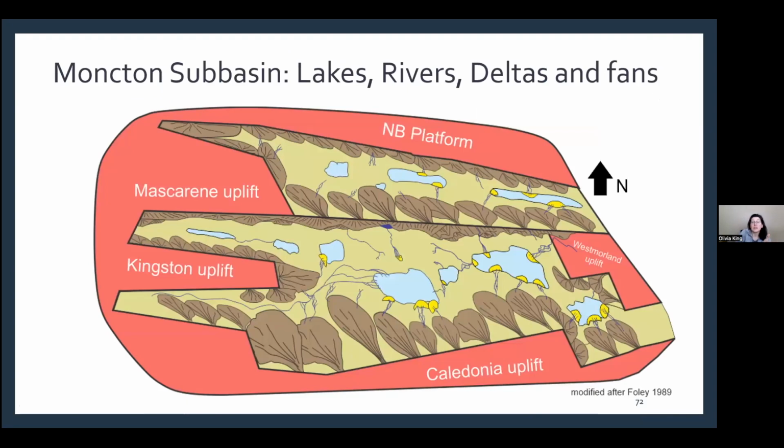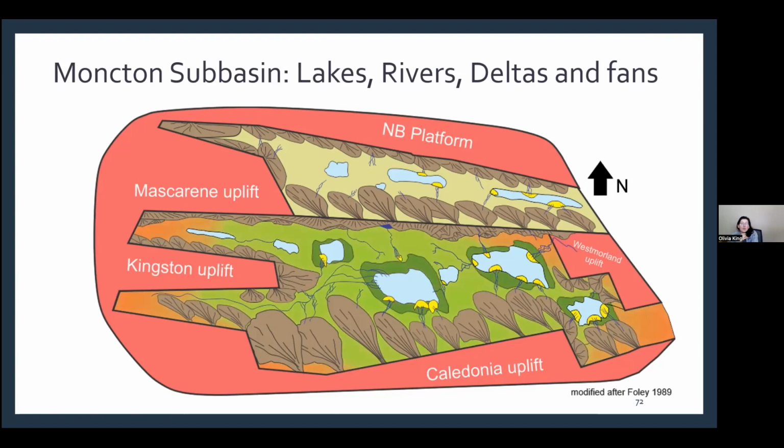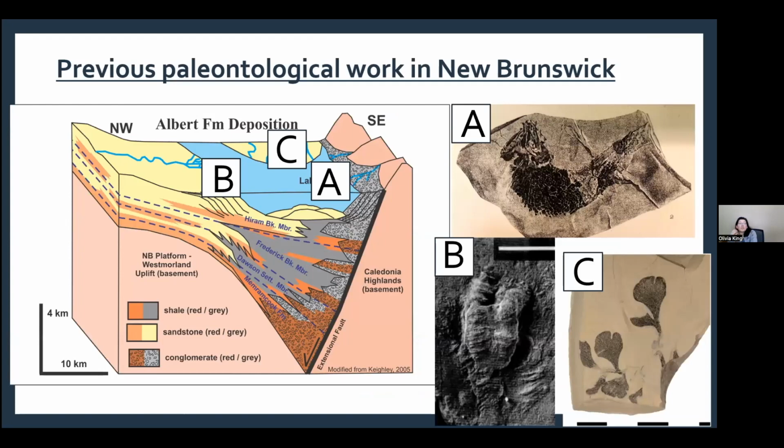The Moncton subbasin at the time would have been a series of lakes and rivers and deltas that are basically coming off these highlands of the New Brunswick platform and different uplifts, making these alluvial fans into these more interconnected lake areas, which would have been much more lush than we originally would have thought. From previous paleontology work, we have fish from the lake environments, we have trace fossils from both lake and onshore environments, as well as plant debris that's been previously discussed.